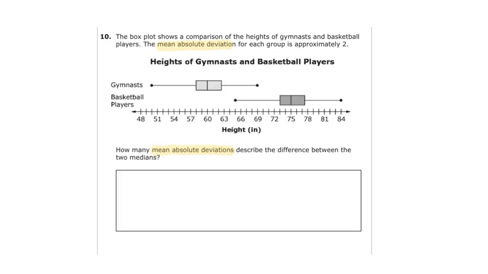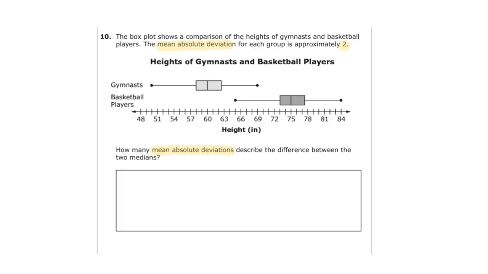This, in a sense, is a trick question because the reality is they are nice enough to give you the mean absolute deviation of the situation, which is 2. Okay, so that's the mean absolute deviation for both groups.